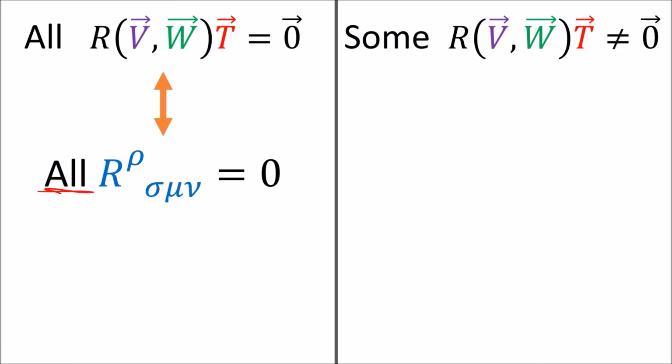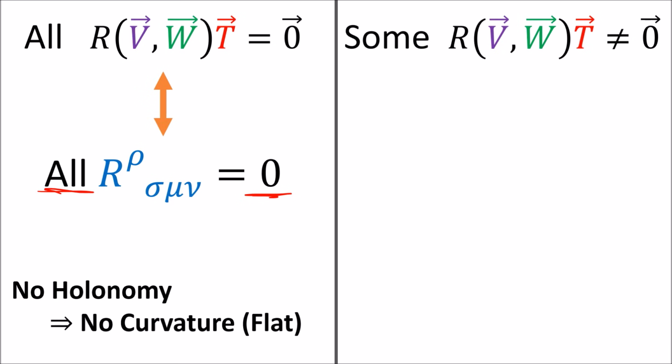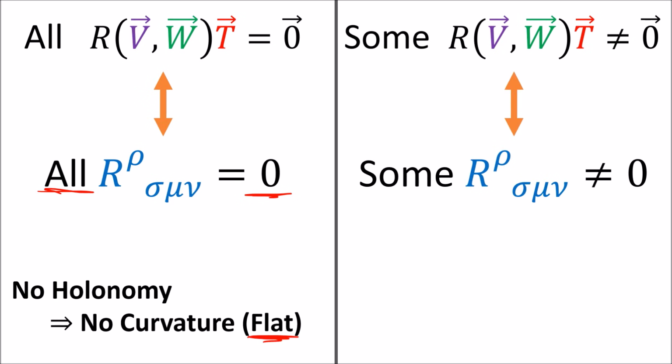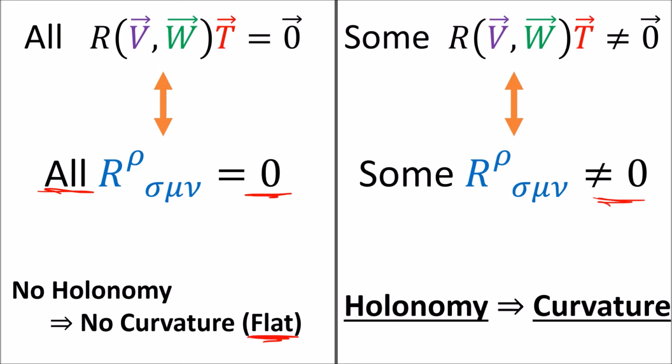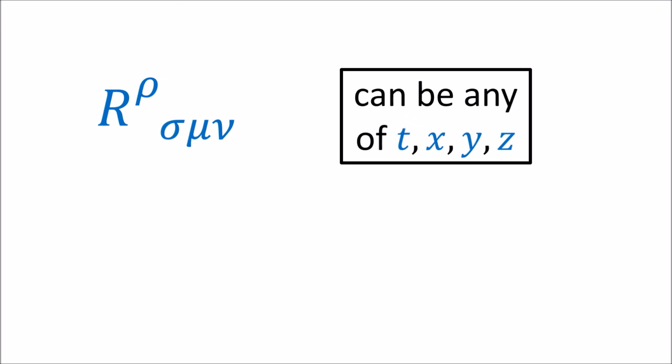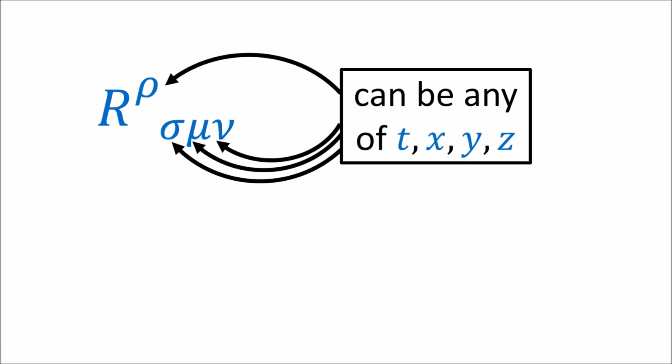If all of the Riemann tensor components are 0, this means that the space is flat. But if any of the components are non-zero, this means the space is curved. So the Riemann tensor components have one upper index and three lower indices. In four-dimensional spacetime, each of these four indices can have one of our four spacetime variables.